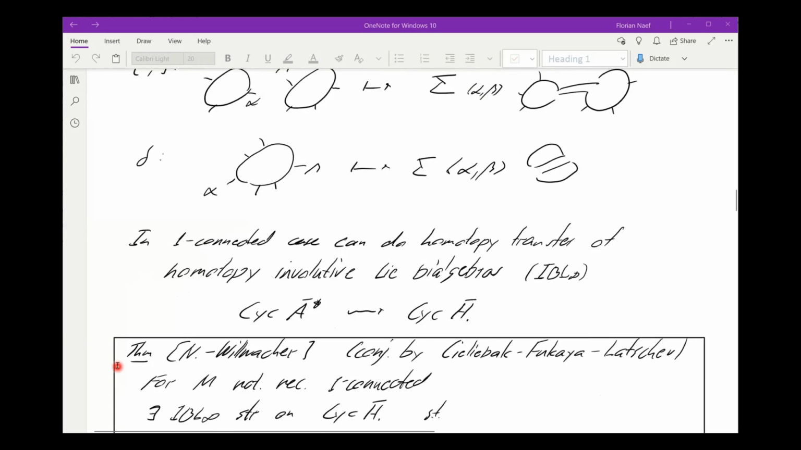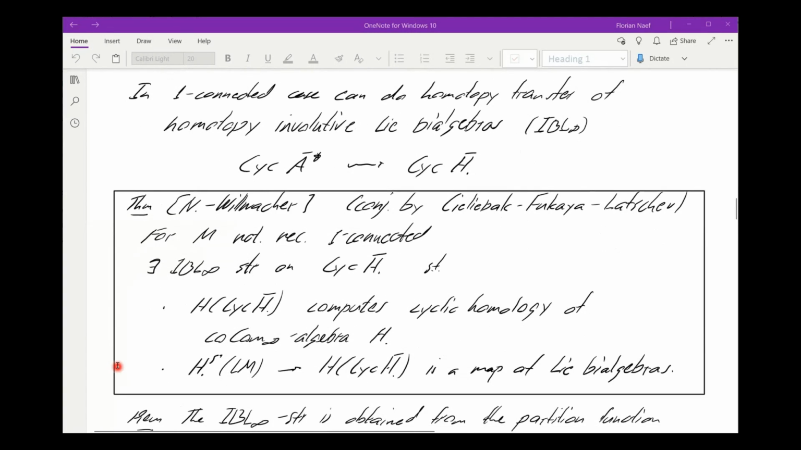But it turns out that you can also do this in the non-simply connected case, but you cannot do it directly. So you have to use some kind of different, or slightly different, method. But it's still possible. So that's the second main theorem: basically that you can directly construct this Lie algebra structure up to homotopy on these cyclic words of homology.